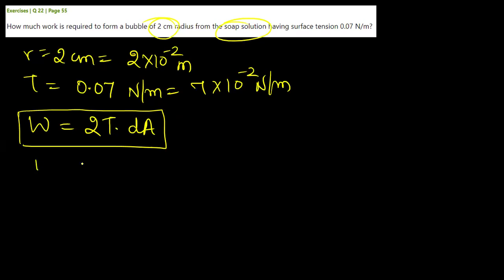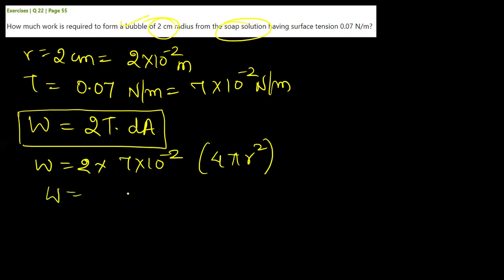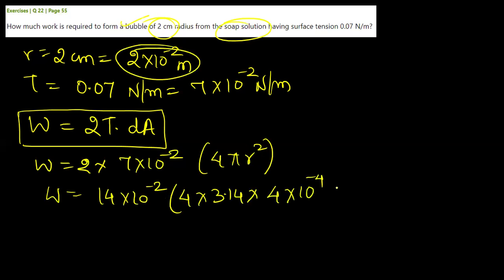So W will be equal to 2 into 7 into 10 raised to minus 2, into 4 pi R square, because it is a bubble. Bubble is spherical in shape, right? So W will be 14 into 10 raised to minus 2, into 4 into 3.14 into R square. R square will be 4 into 10 raised to minus 4. I have directly written the square value. When you square that term, you will get 4 into 10 raised to minus 4. So that's it. You just need to multiply these values, and on multiplying, you will get the final answer.